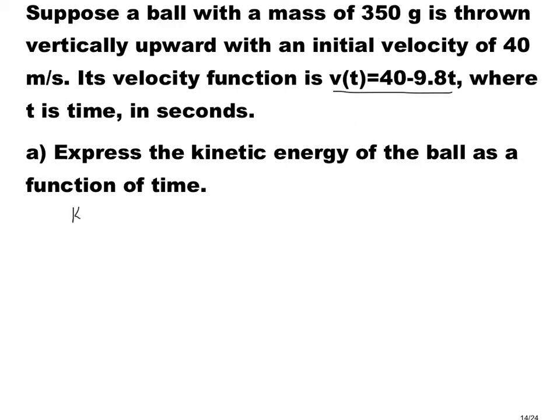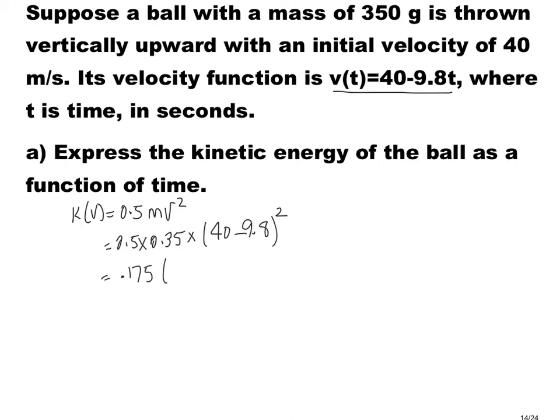We note that kinetic energy K(v) is 0.5 m v squared, which is equal to 0.5 times m, the mass of the object in kilograms. 350 grams, you divide by 1000, we get 0.35 kilograms, times v squared. v is 40 minus 9.8t, squared. If we simplify this, we get 0.175 times (40 minus 9.8t) squared.